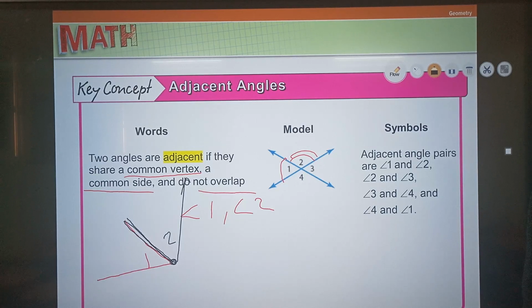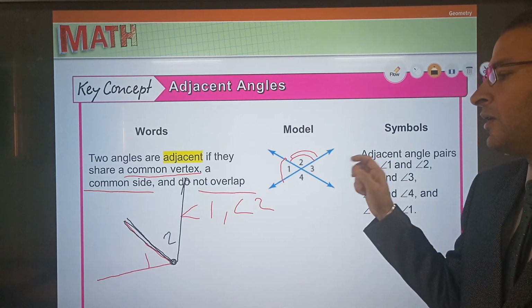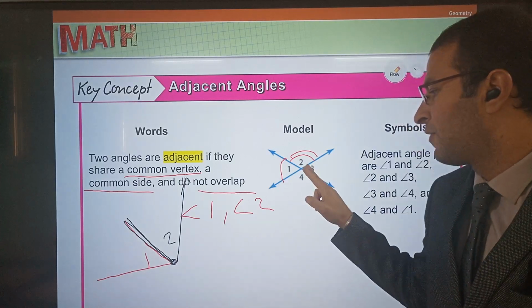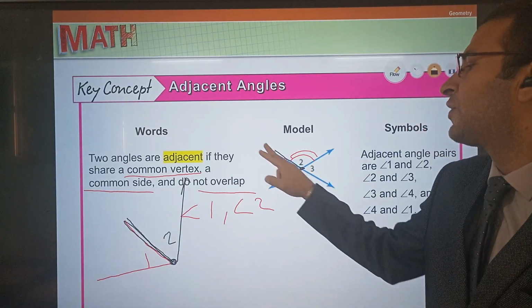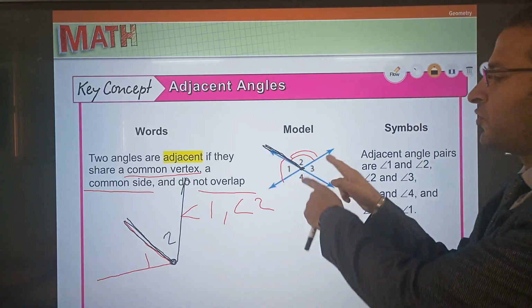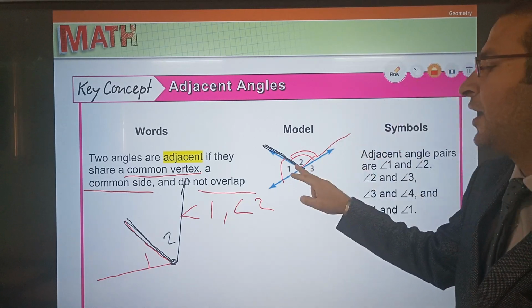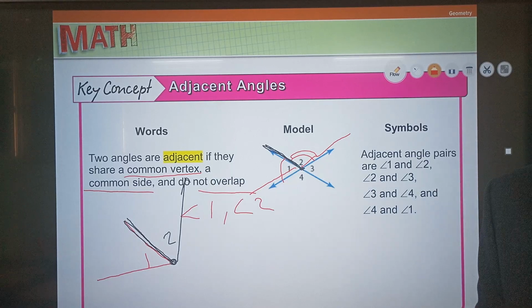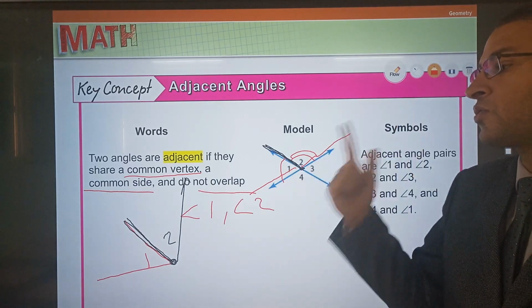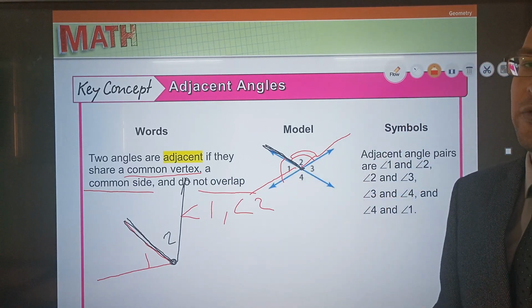Again, my friend, this is the common vertex, and this one is the common side. The outer arms, meaning the two other sides, this and this, are in different directions. So: common vertex, common side, outer arms in different directions.